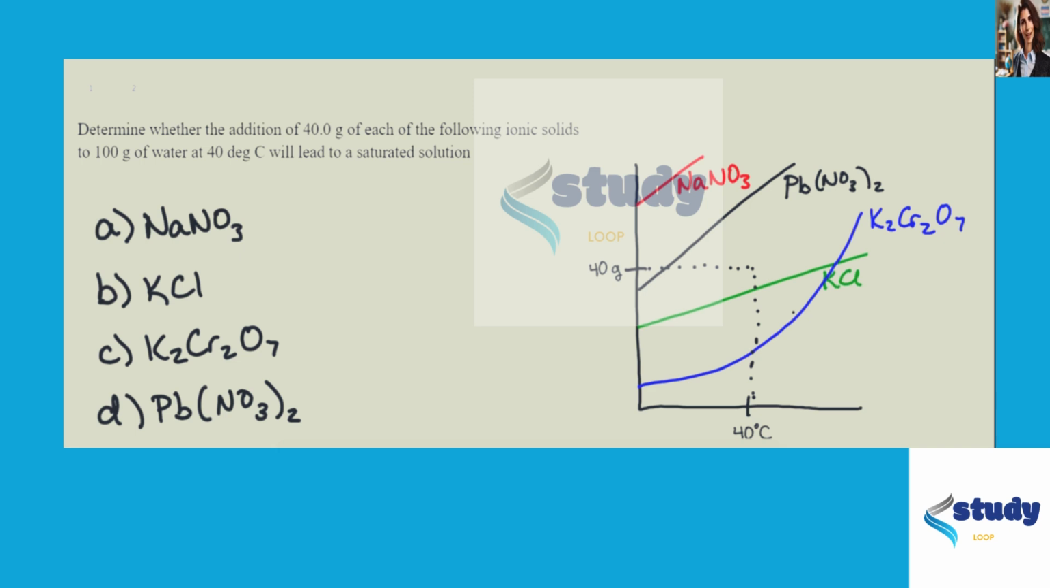So what is this saying? This graph describes solubilities. If I look at sodium nitrate, that has a really, really high solubility. It has a solubility of greater than 40 grams at 40 degrees. So that means that if I'm only adding 40 grams, then all of it is going to go into solution. We have not reached the saturation point yet. So this first solution will be unsaturated.